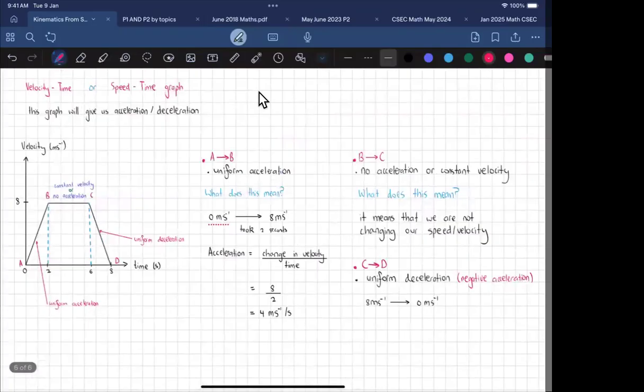Right? Deceleration is just negative acceleration. So we went from 8 meters per second to 0 meters per second. So we understand that. And how much time did it take to do that? 2 seconds. Right. And this as well took 2 seconds. And that 2 seconds is from 6 to 8.